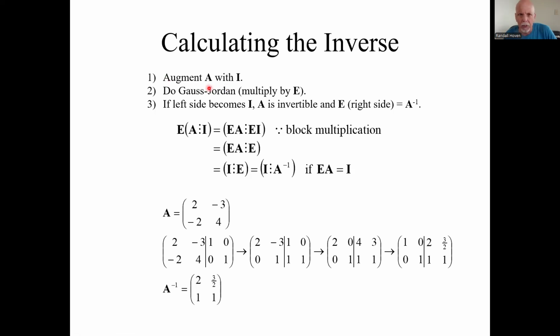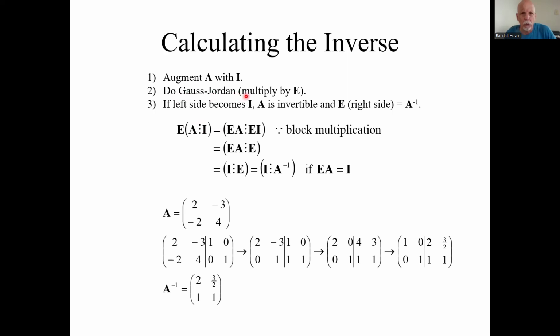First, we'll augment the matrix A. Remember, the inverse only works on square matrices. So if A is a square matrix, we can try this. First, we'll augment it with the whole identity matrix itself. So here in parentheses is the augmented matrix. It's the A part on the left and the identity on the right. Same size matrices.